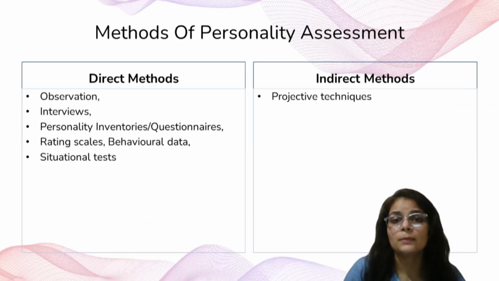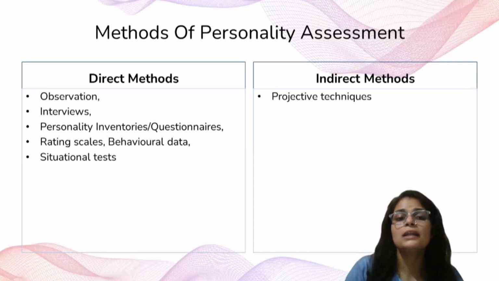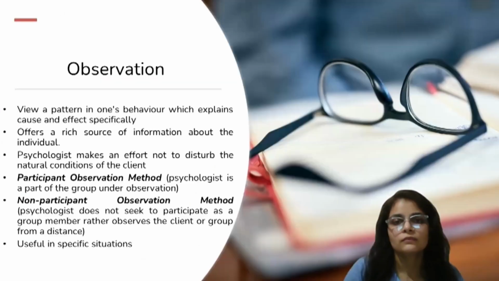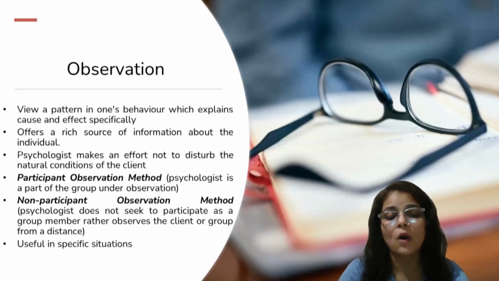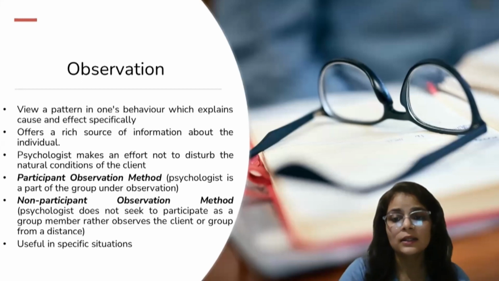Direct methods include observation, interviews, personality inventories or questionnaires, rating scales, behavioral data, and situational tests. And indirect methods include projective techniques. Now we will learn about each of these methods separately. First method is observation. Observation is a direct method in which the individual is observed.